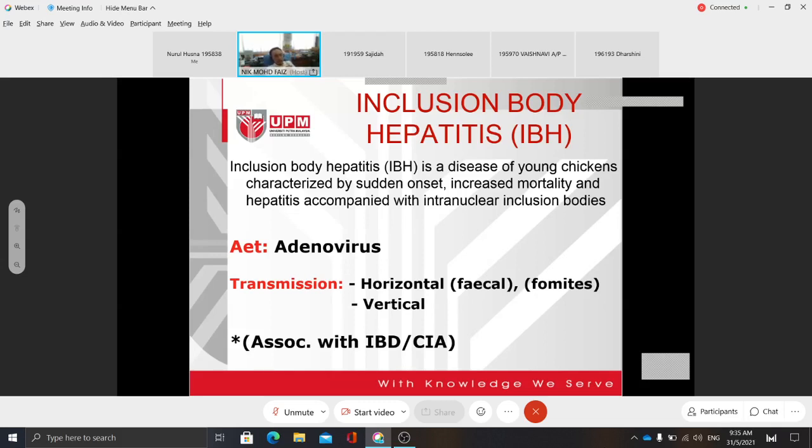Inclusion body hepatitis is a disease of young chickens characterized by sudden onset, increased mortality, and hepatitis accompanied with intranuclear inclusion bodies. That's why it's called inclusion body hepatitis. It's caused by adenovirus. The transmission is through the horizontal fecal-oral route and fomites, and there is also vertical transmission. It is often associated with immunosuppressive diseases, infectious bursal disease and chicken infectious anemia. However, recent findings have shown that this is not always true. They say that inclusion body hepatitis can happen even though the chickens are not immunosuppressed.